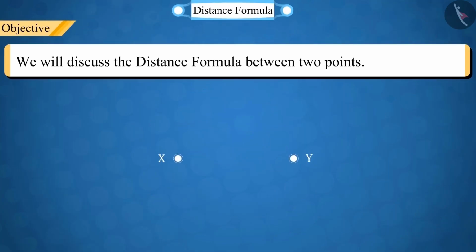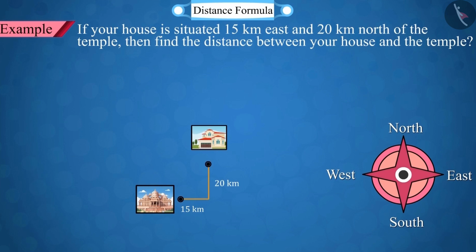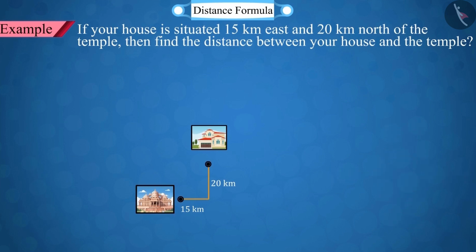Today, in this video, we will discuss the distance formula between 2 points. If you are told that your house is located 15 kilometers east and 20 kilometers north from the temple, can you find the distance from the temple to the house?